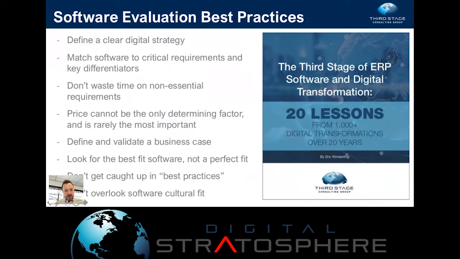Some of the highlights from the evaluation process that I pulled from that paper: first of all, make sure you have a clear digital strategy before you start evaluating systems. It's like you're shooting in the dark and flying blind if you don't have a clear vision of what that strategy is. What are you trying to accomplish? Hopefully it's not just to replace an old ERP system, and hopefully it's not just to go find some cool new technology to deploy in the organization. Hopefully you've got some real strategic goals and expected business benefits that you expect to get out of the technology. You also want to match the software to critical requirements and key differentiators.